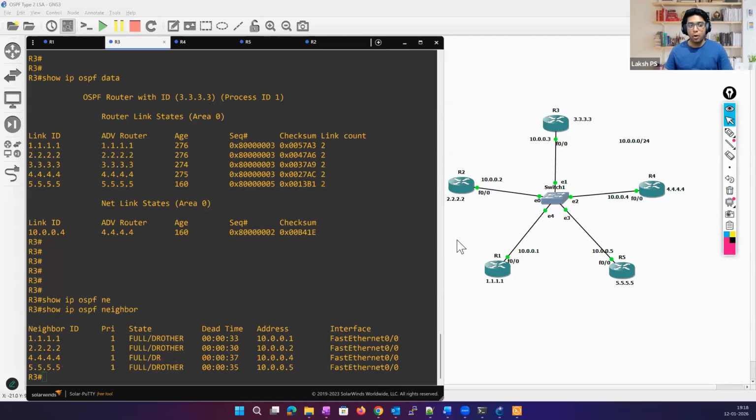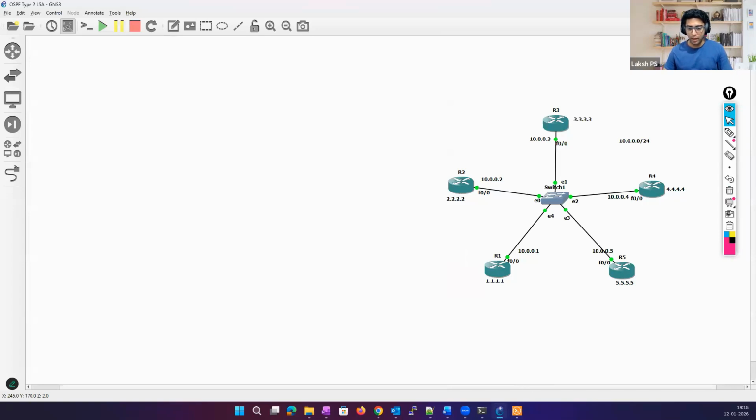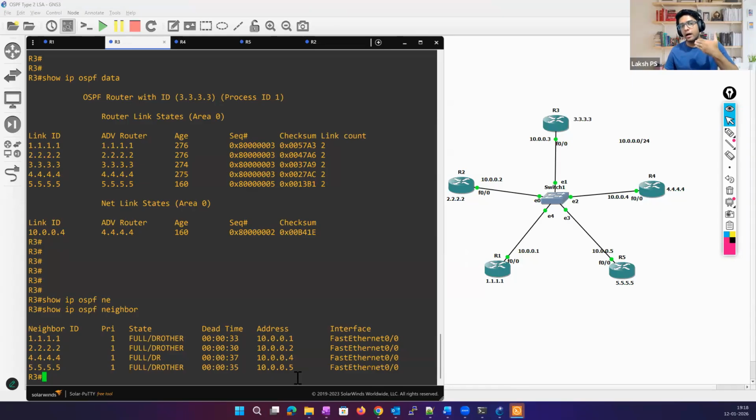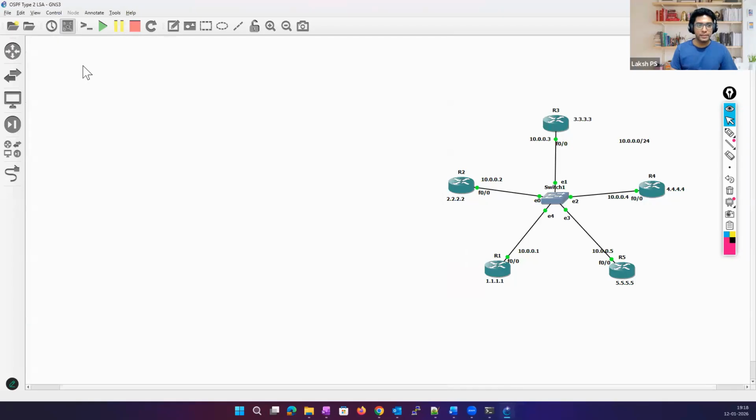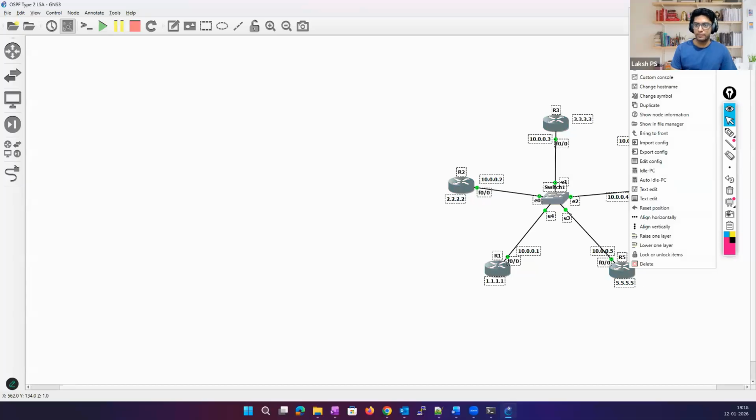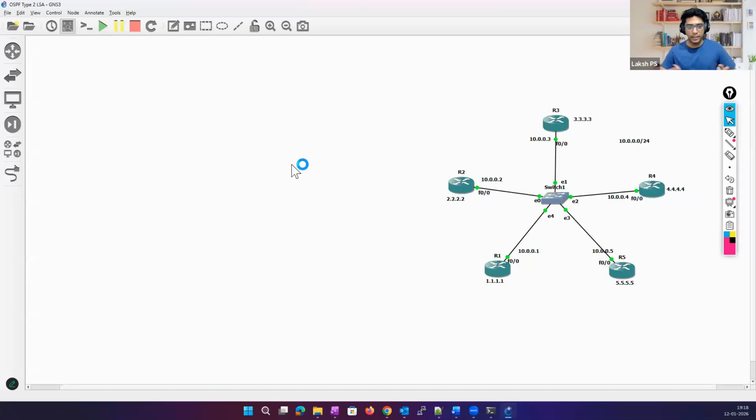Now, as I was saying, all the information, okay, let's do one thing. Let's bring back R5 as the DR. So to bring back R5 as the DR, let me stop all the routers and start all the routers once again so that OSPF will start once more among these routers and R5 will automatically become the DR. I hope you guys are clear till here, right?